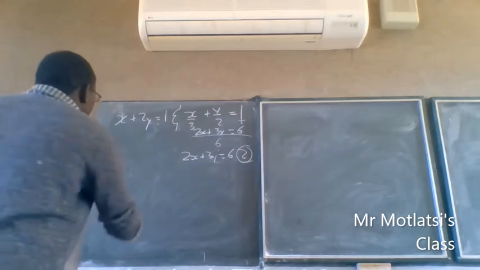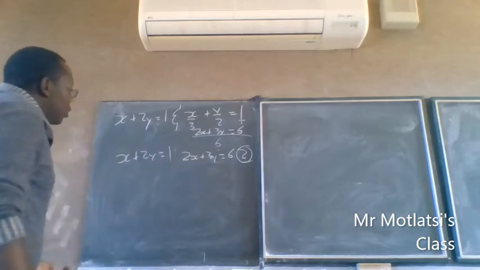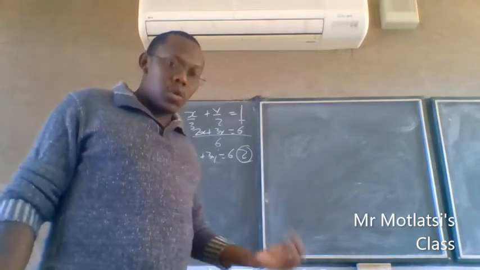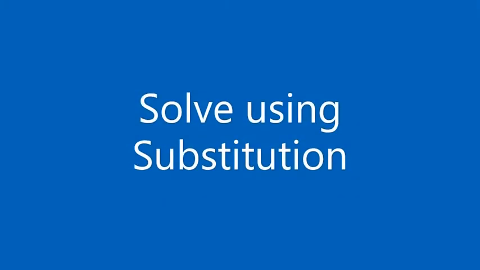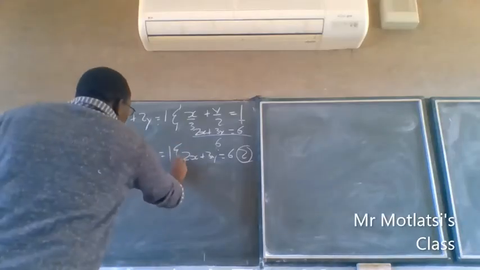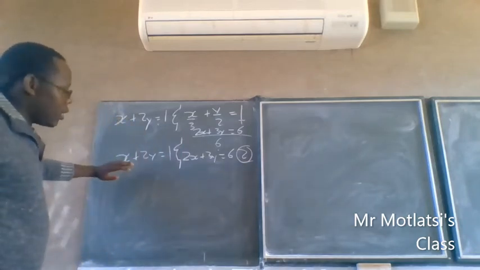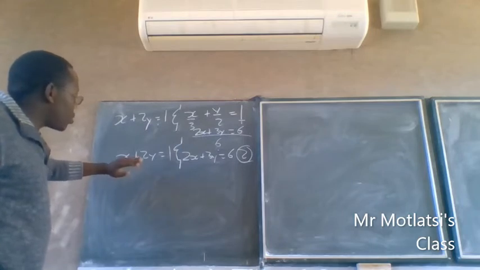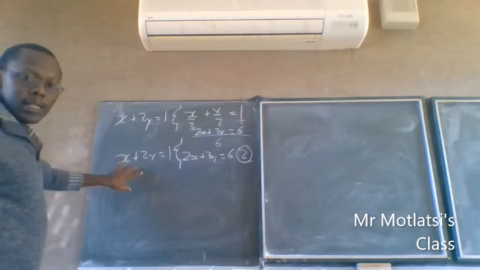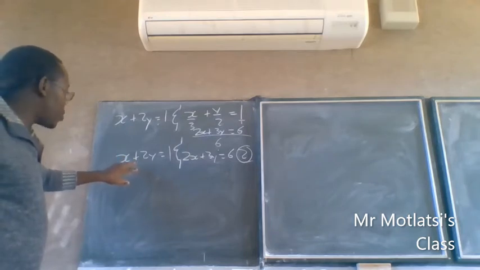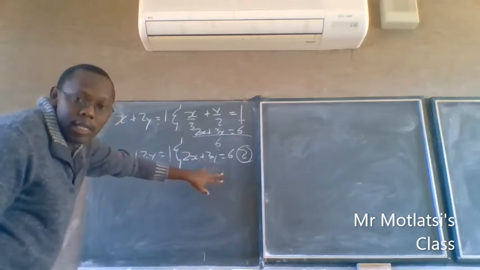What is our equation 1? x plus 2y equals 1. Again, we can use substitution or elimination. Remember, always look for the easiest of the two equations. So this is your equation 1, this is your equation 2. Equation 1 is the easiest one, and so I can solve for x here, or I can solve for y here, and then substitute for y or x in the other equation.